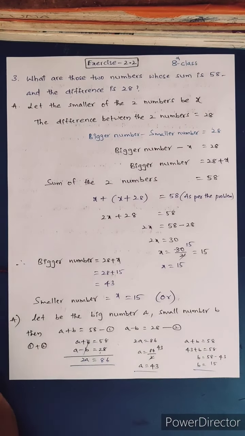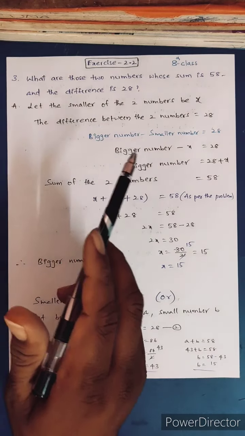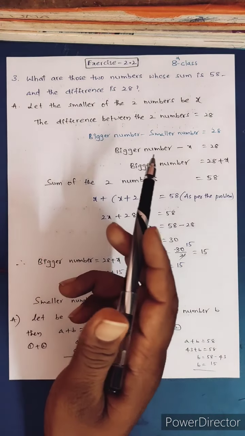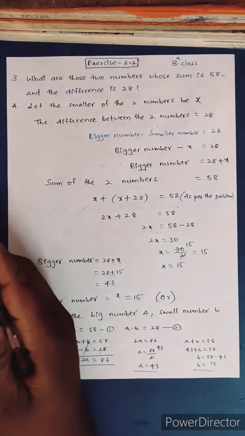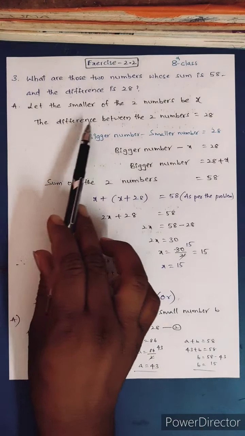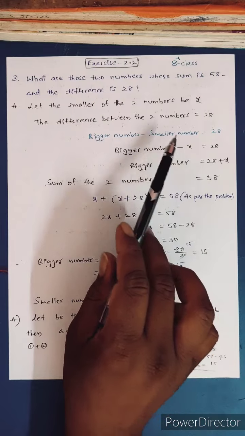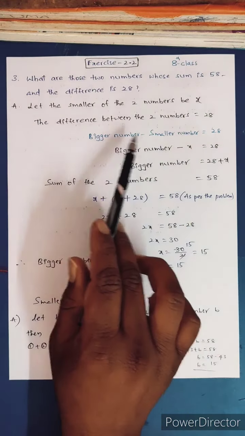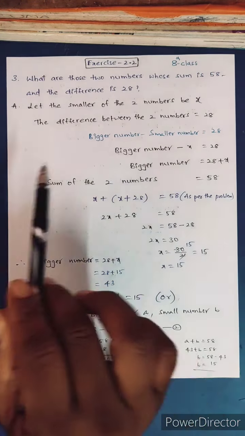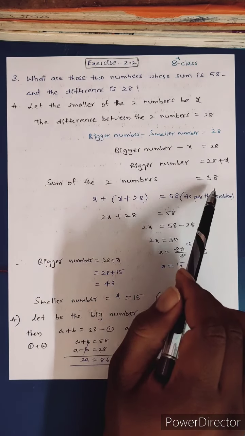Okay. What are those two numbers whose sum is 58 and their difference is 28? Let the smaller number of the two numbers be x, then the bigger number, their difference being 28, is 28 plus x.